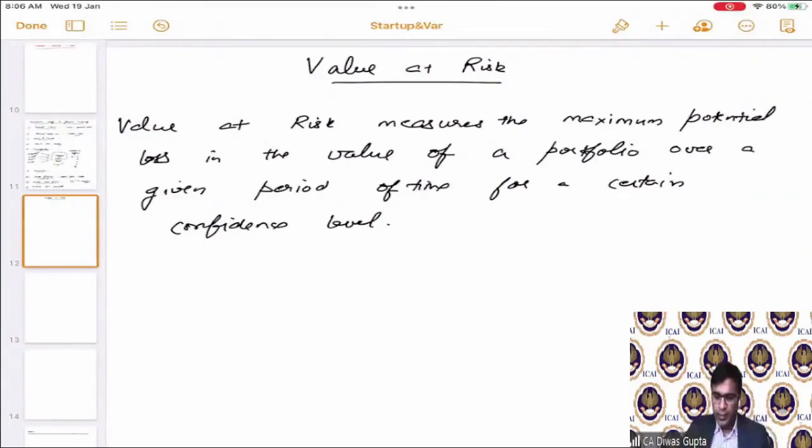Yes, students. So we are saying that value at risk.